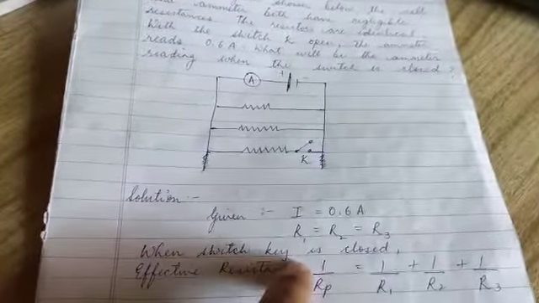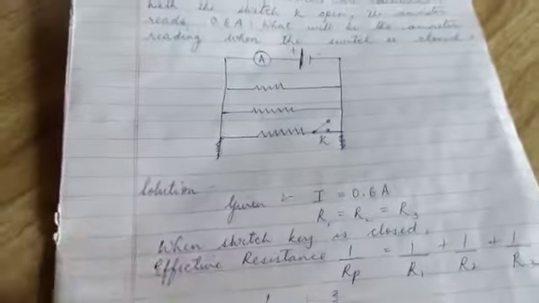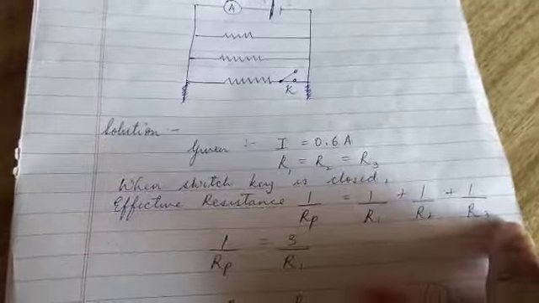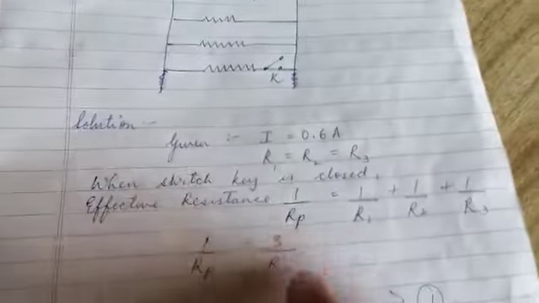When the switch key is closed, our total effective resistance is given by 1 by Rp is equal to 1 by R1 plus 1 by R2 plus 1 by R3. We know resistances are same, so 1 by Rp is equal to 3 by R1. Reciprocate, Rp is equal to R1 by 3. Keep this as equation 1.